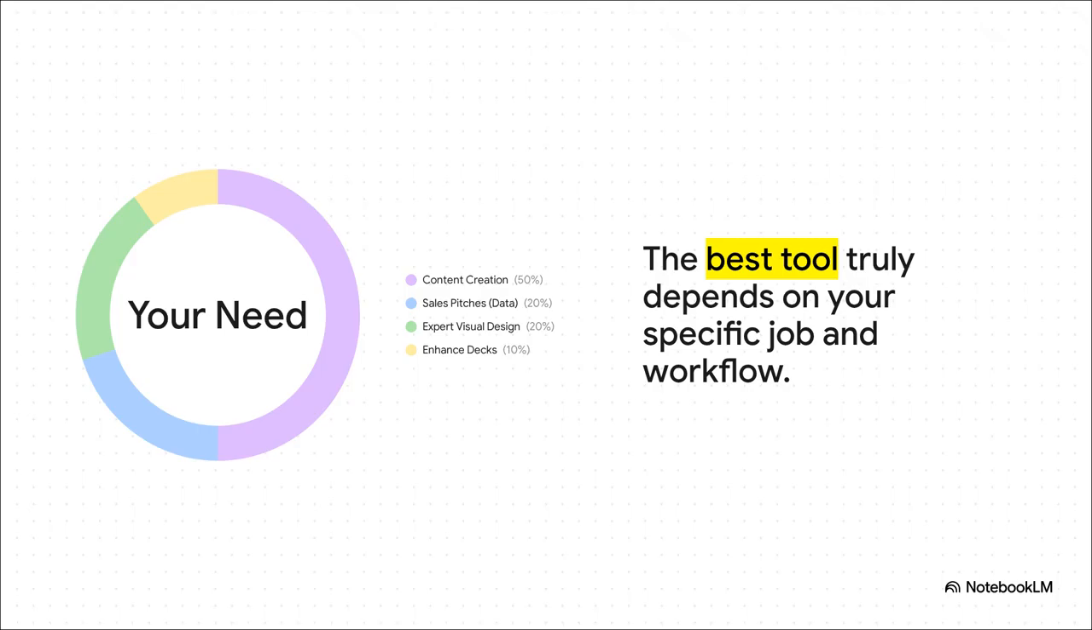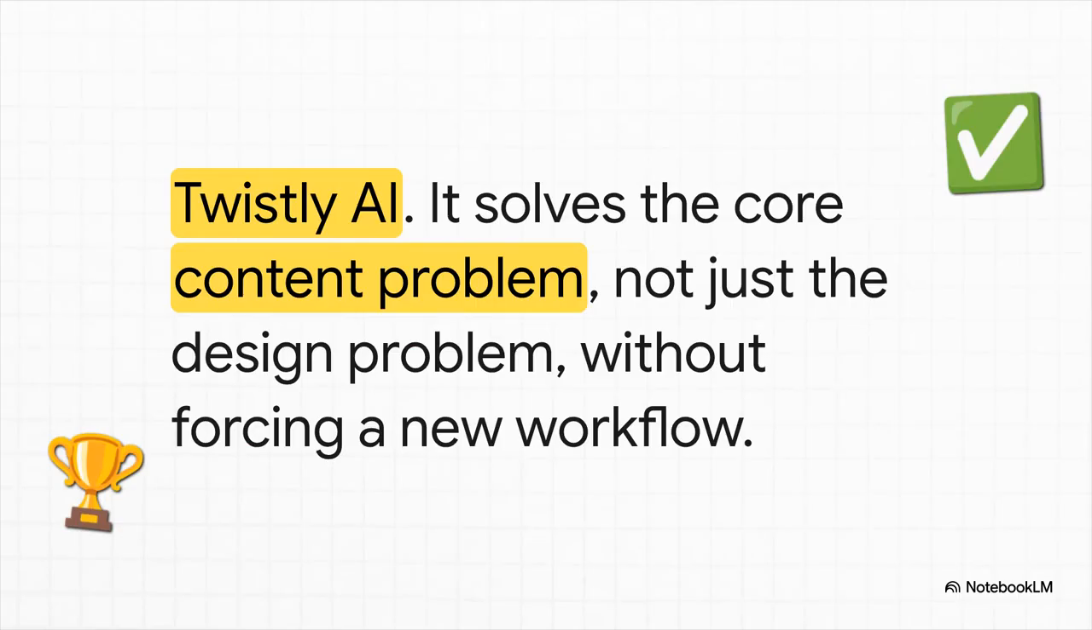For those high-stakes, data-heavy sales pitches, Pitch is definitely your tool. If you're a designer and you want total creative freedom, Visme is the powerhouse. And if you just want to jazz up a deck you've already made, Wonderslide has its place. So when we step back and look at the whole landscape, the analysis really points to Twistly AI as the top general purpose tool. And the reasoning is simple. It solves the core content problem, not just the design problem. And, this is key, it does it without forcing you to learn a whole new ecosystem.